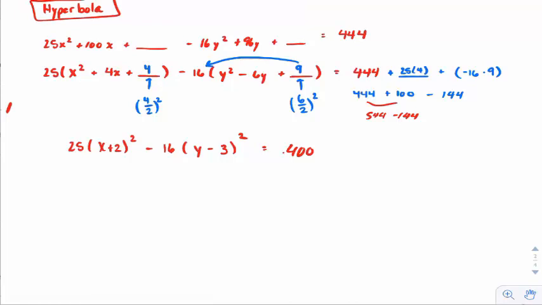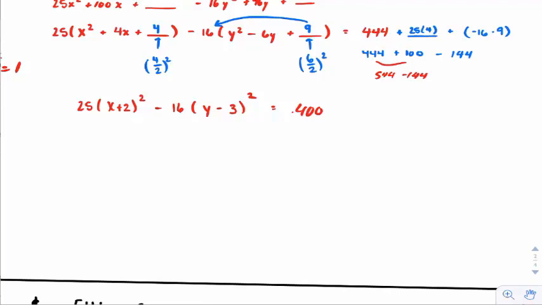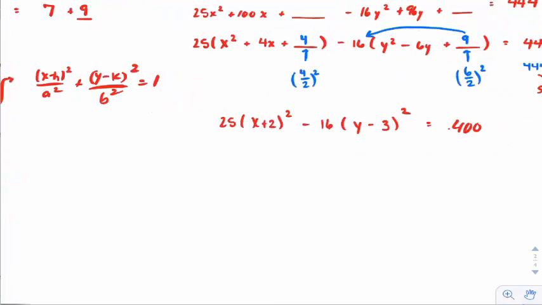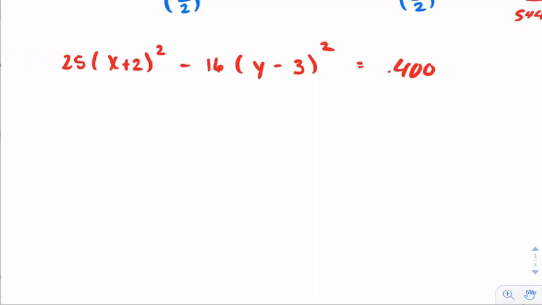So to get this into the proper form, what I'm going to need to do is, and again, it's very similar to an ellipse. It's going to be equal to 1. It just has a minus in its place instead of a plus here. So I'm going to have to divide everything by 400 to get this equal to 1. And that'll give me my A and my B values as well. So first off, you divide the left-hand side by 400, the right-hand side by 400.